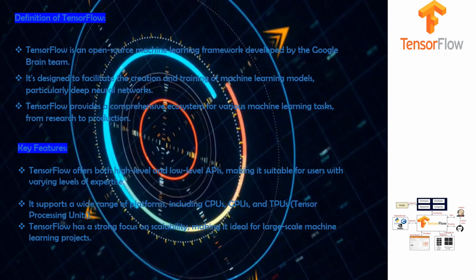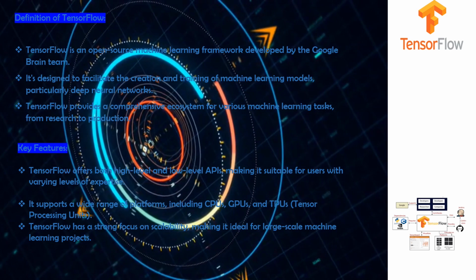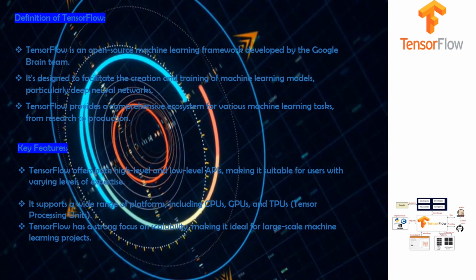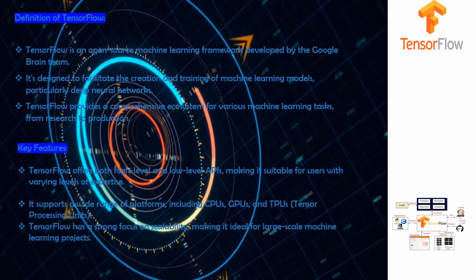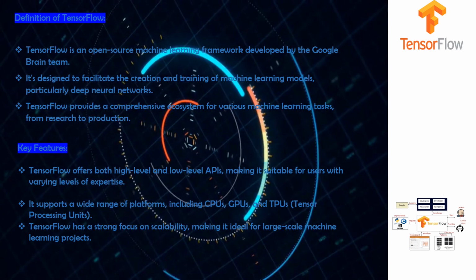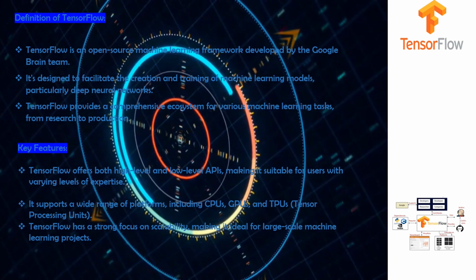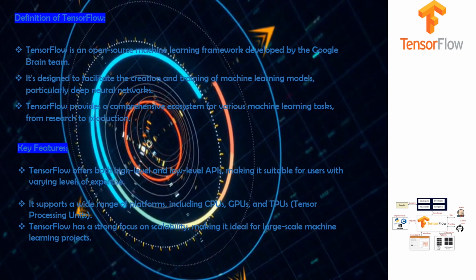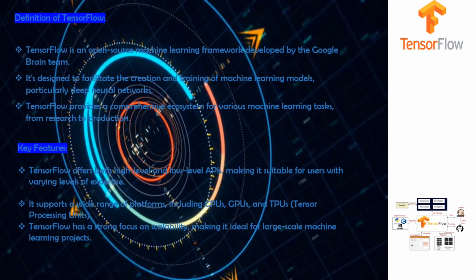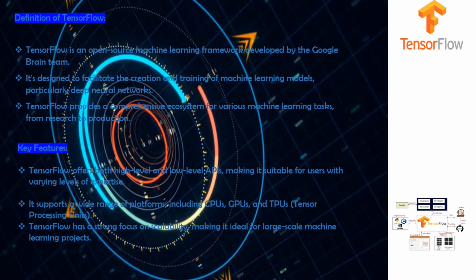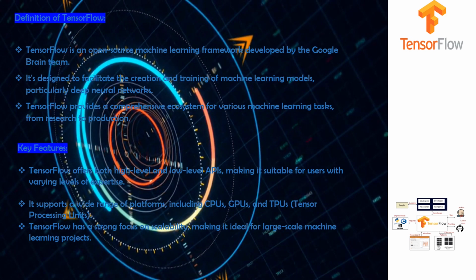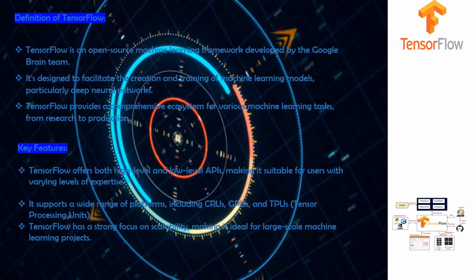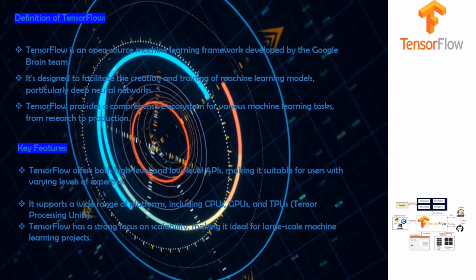Today we will learn about the AI tool TensorFlow and try to know about the process of TensorFlow. TensorFlow, a popular AI software tool, along with definitions and usage details. Definition of TensorFlow. TensorFlow is an open-source machine learning framework developed by the Google Brain team. It's designed to facilitate the creation and training of machine learning models, particularly deep neural networks. TensorFlow provides a comprehensive ecosystem for various machine learning tasks, from research to production.